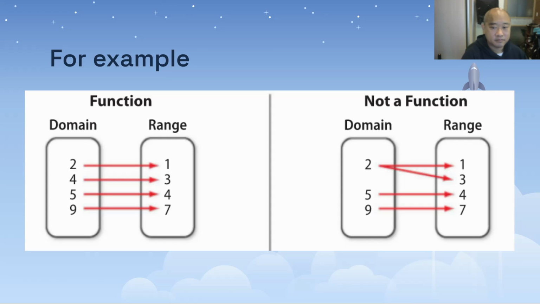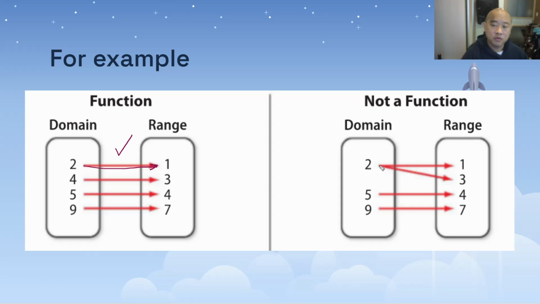Okay, so let's take a look at an example here. This is asking you to look at this example. If you put in 2, you get 1. If you put in 4, you get 3. If you put in 5, you get 4. You put in 9, you get 7. So yes, this is a function. Every domain value only goes to one range value.